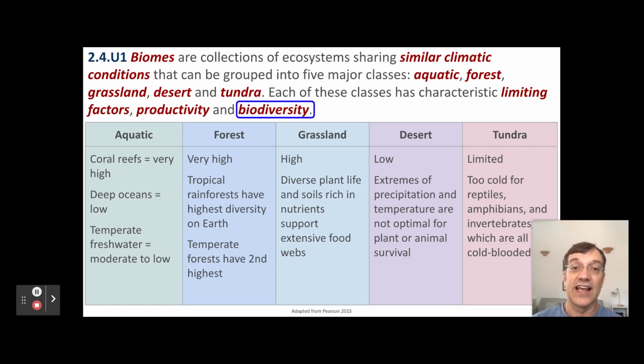And again, the tundra also has limited biodiversity because of the temperature extremes. You have very few amphibians, reptiles, or invertebrates because they're cold-blooded. They can't survive the winter. So in the tundra, you tend to have a higher concentration of mammals and birds because they are warm-blooded.